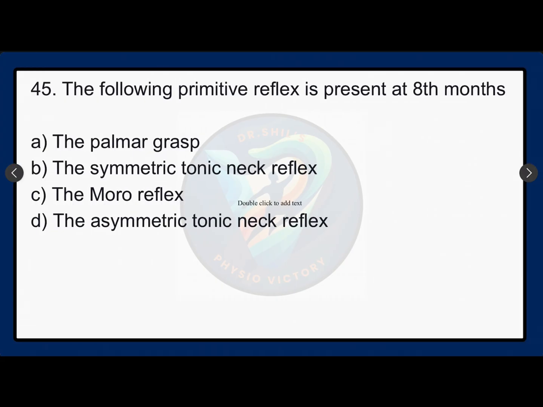Next question, question number 45. The following primitive reflex is present at 8 months. Option A, the palmar grasp. Option B, the symmetric tonic neck reflex. Option C, Moro reflex. And option D, the asymmetrical tonic neck reflex. Here, the correct answer is STNR or symmetrical tonic neck reflex.